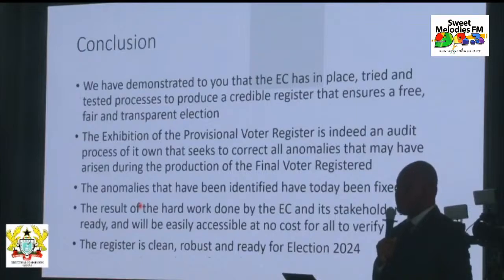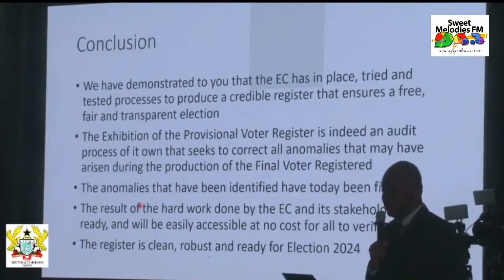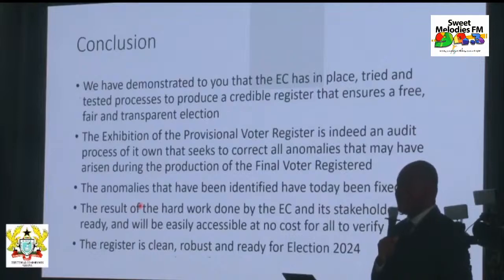I'd like to end by saying that the register that we have all strived hard to correct, currently as it stands now, is as clean as it will ever get. And it is robust, and it is ready for the 2020 election.